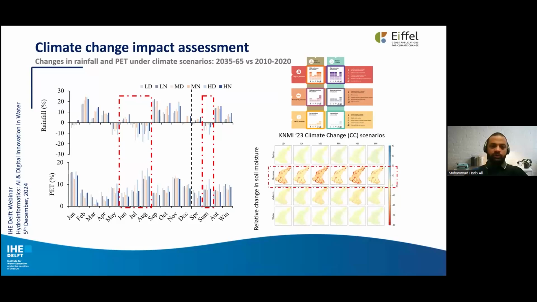Before looking into the adaptation strategies, we wanted to know what the situation in the catchment will be in the coming years. For this, we got the data of the future projections from the KNMI. Based on this data, we compared the present decade, 2010 to 2020, with the future projected data for 2050. We found that the rainfall in the summer months is going to decrease, and on the other side, the potential ET is going to increase due to the rising temperature. So the situation is going to get worse, and the catchment will be under water stress in the coming years.